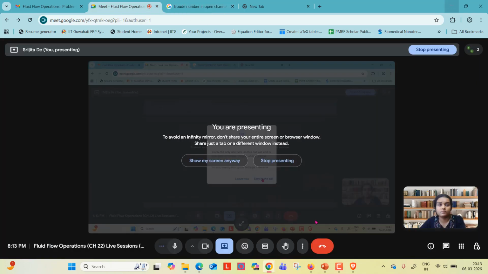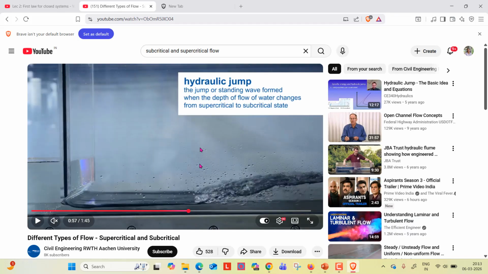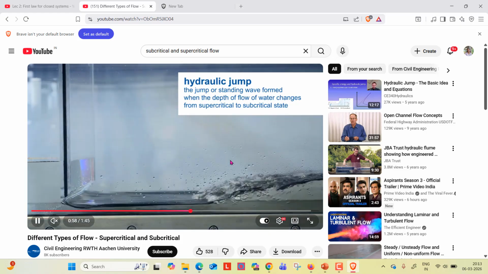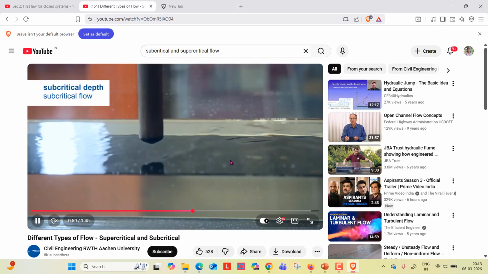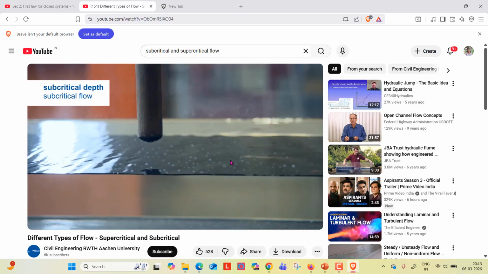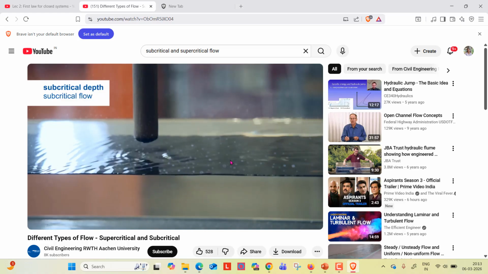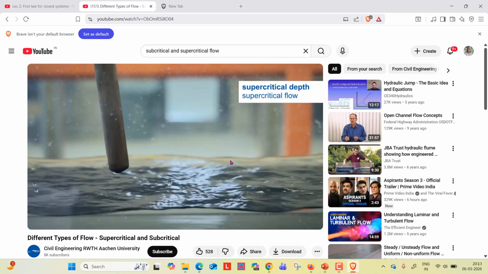So what I was showing in the video, right? So this is the hydraulic jump here. It is because the flow is coming back from supercritical to subcritical state. So subcritical depth flow is happening. In subcritical flow, if you put an obstruction there, it will have no effect. So here the obstruction is there.